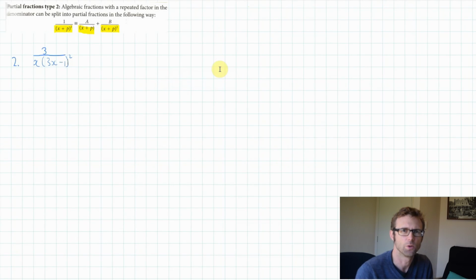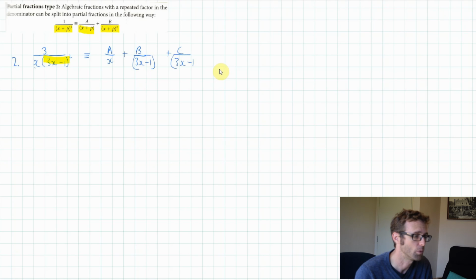I want to help you consolidate your knowledge of partial fractions type 2, and I'm giving you another example here. What you'll notice is that we've got our repeated factor, but we've also got another factor. So here's how you do these. You can set them up as 3 different fractions. First of all we're going to have a over x, that's this factor here, the first one. Then we're going to have plus b over 3x minus 1. And then we're going to have c over 3x minus 1 all squared. So that's what we're going to split it up into.